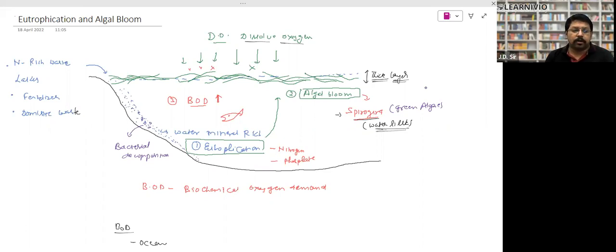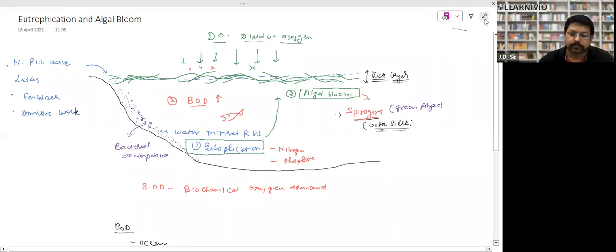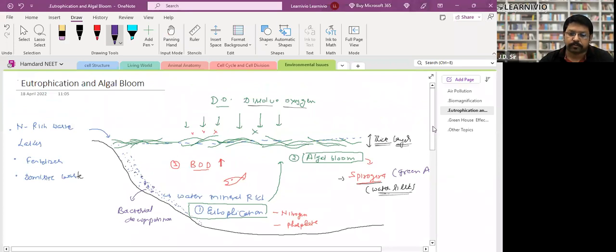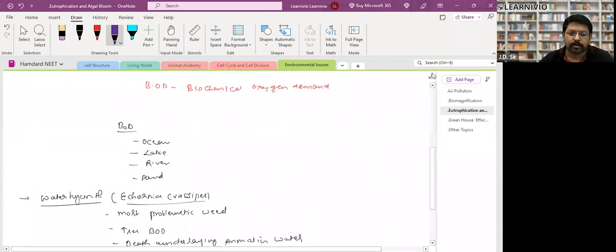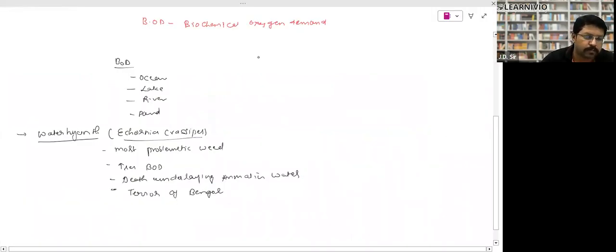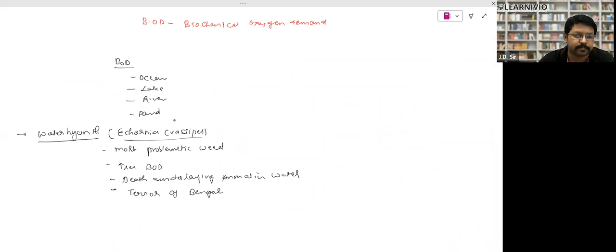Clear to all? You'll get a question. If there is high organic matter, then BOD will be high. Fresh water, low BOD. Right? I have given the question: which of the following will have high BOD? Ocean will have low, lake will have more, river will have more, pond will have maximum BOD.